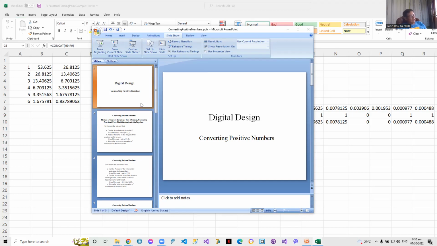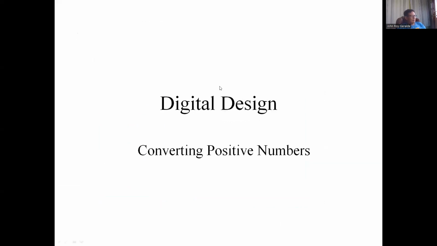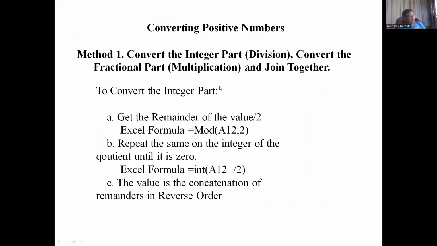Small decimal numbers are easy to compute. What if you have very large quantities? How do you convert them? When we do this by hand, we repeat the process. We convert the integer part by continuous division. We divide it and look at the result. If it's 0, we stop, and we take note of the remainder. Do you follow?